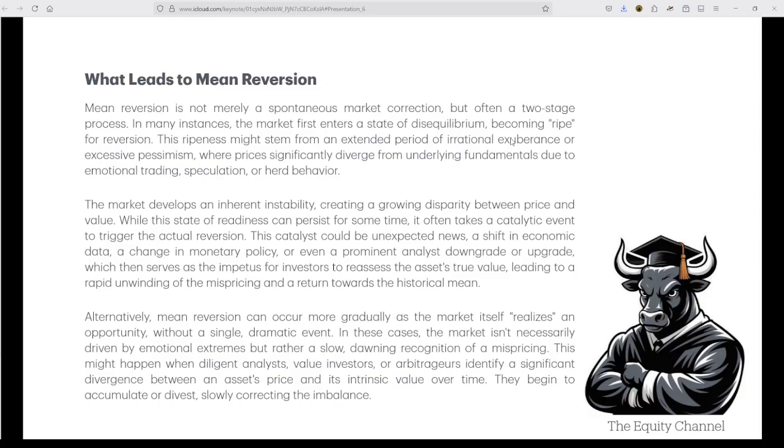Now, mean reversion can occur more gradually as the market itself realizes an opportunity without a single dramatic event. In these cases, the market isn't necessarily driven by emotional extremes, but rather a slow, dawning recognition of mispricing. This might happen when diligent analysts, value investors, or arbitrageurs identify a significant divergence between an asset's price and its intrinsic value over time. They begin to accumulate or divest, slowly correcting the imbalance. And by divest, we mean we're in the distribution phase. What's on the opposite side of accumulation? It's distribution, right?